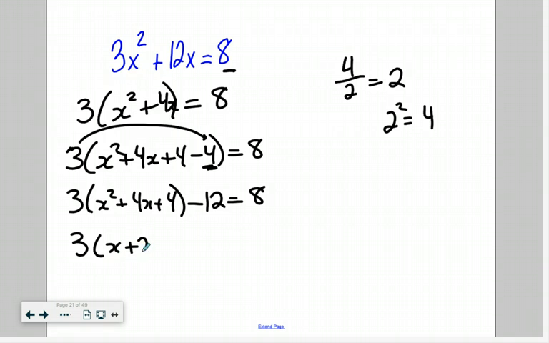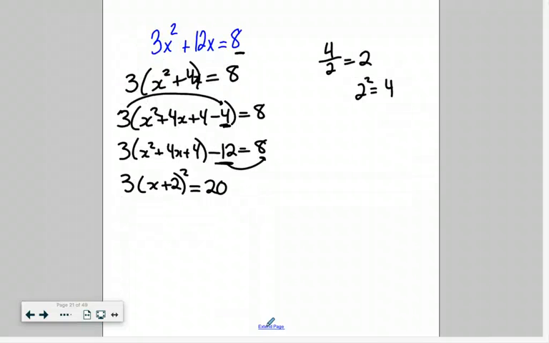Then we can factor this into a nice perfect square quadratic, so it's just x plus 2 all squared. And we can take this negative 12 and bring it over to the other side, to combine it with that other constant 8 by adding 12 to both sides. So now that equals 20. All right, so again, now we've got something that we can try and isolate x.